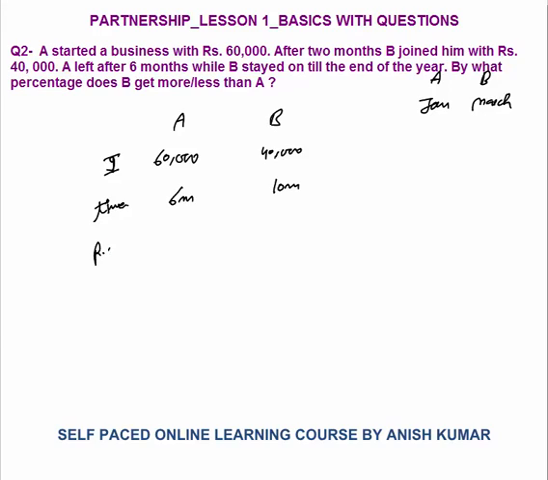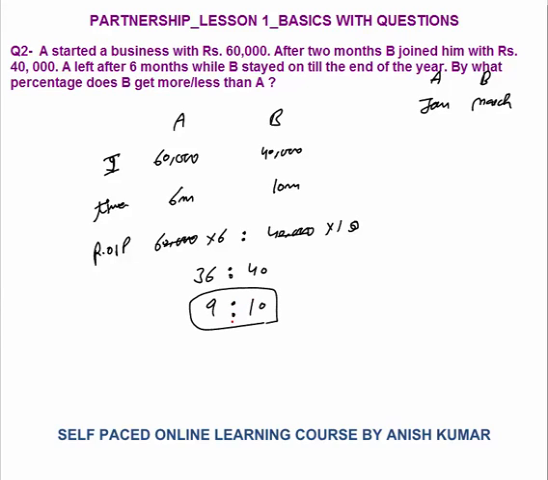What is the ratio of profit? The ratio of profit is the investment into time. 60,000 into 6, ratio 40,000 into 10. 40 and 40 get cancelled out. You will get 36 is to 40. In this ratio the profit will get divided. Divide by 4, 9 is to 10. The profit will get divided in the ratio 9 is to 10.